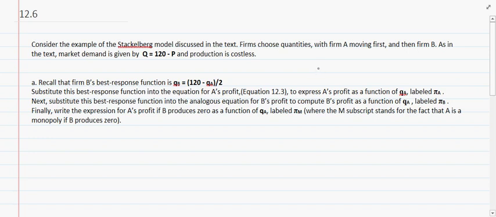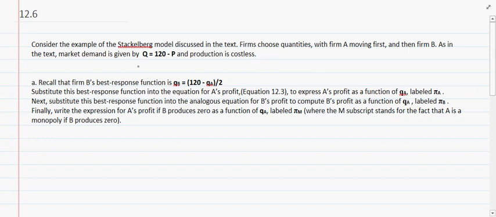Okay, we're going to do question 12.6 now. So in this question, it's asking you to consider an example of the Stackelberg model that was discussed in the textbook. Firms are choosing quantities to maximize their profit, with firm A moving first and firm B moving second.